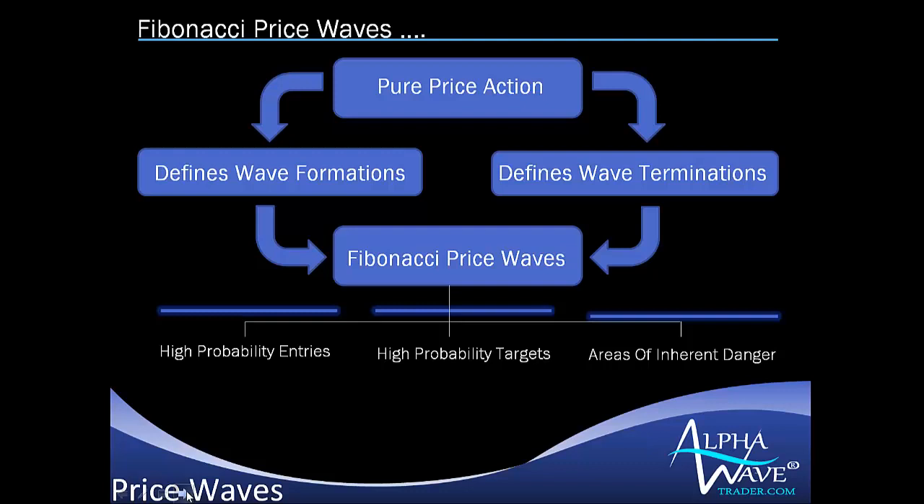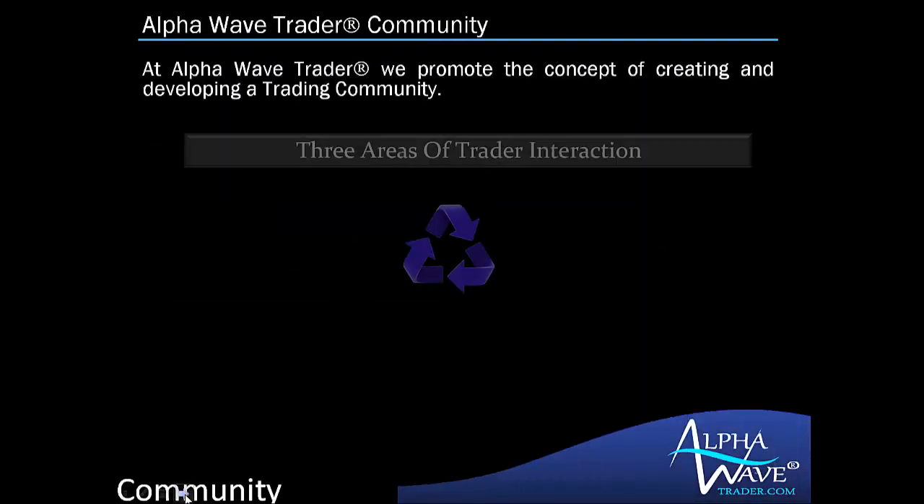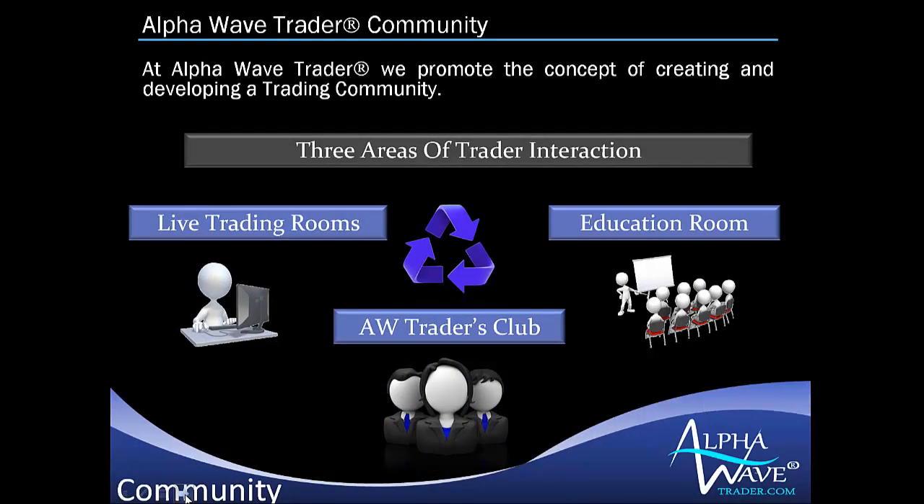Pure price for entry defines wave formation, defines wave terminations, gives you high probability entries, high probability targets, and areas of inherent danger. So this is what happens.